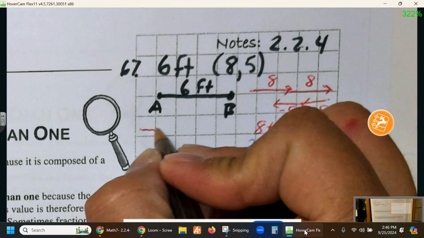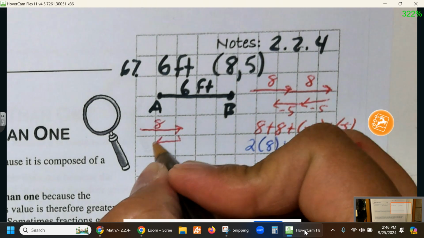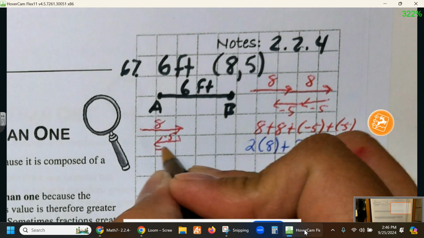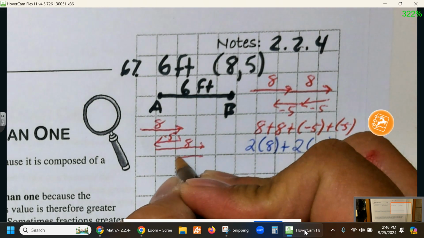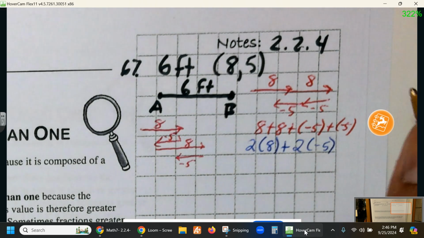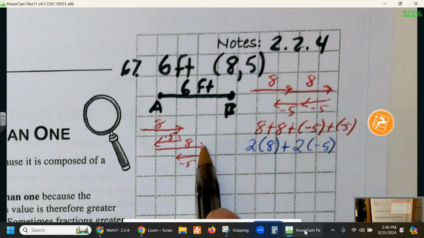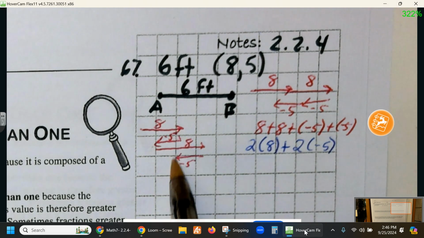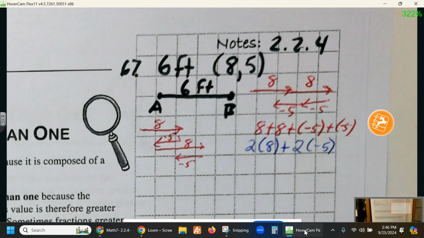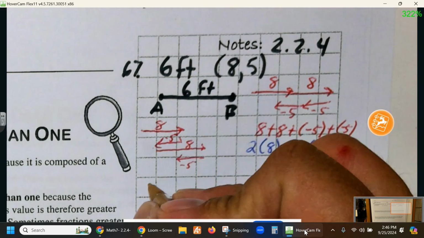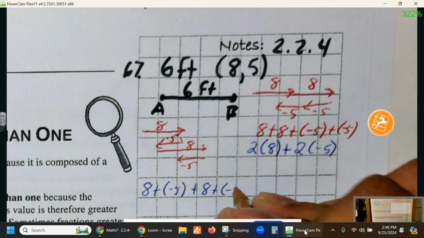Okay, now another possibility is we can do this. We can go 8 this way, and then 5 this way, and then 8 this way, and then 5 this way. Okay, so if we're going 8 and -5, that's 3 now, and then 8 and -5, that's another 3. Okay, so what does this look like as a numerical expression? And this would be 8 plus -5 plus 8 plus -5.